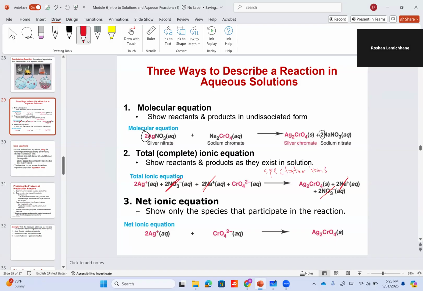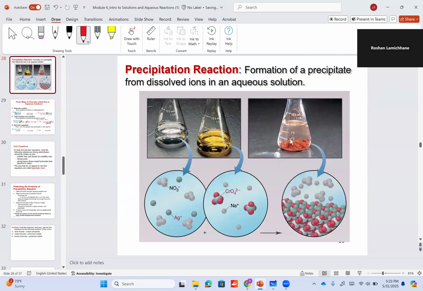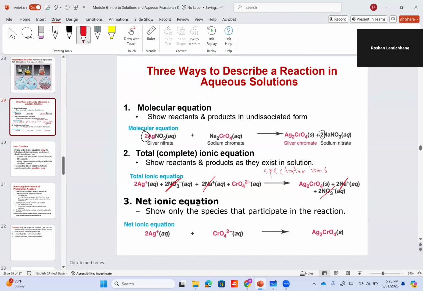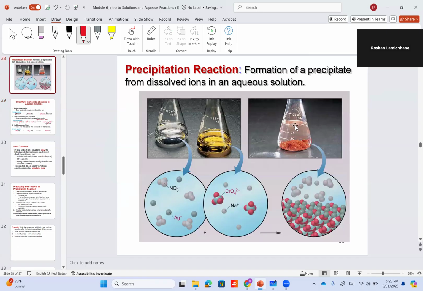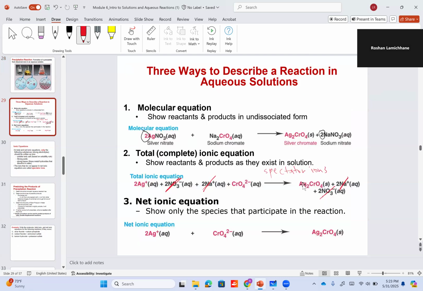Spectator ions. If I ask you what the spectator ions in this reaction are, you'd say Na+ and NO3- are your spectator ions. So if we go back to the reaction that we're looking at, this is our reaction. They will be present in the clear solution on top of the precipitate in their dissociated form. So there is going to be your Na+ and NO3-, a soluble salt, in that clear solution. Those are called spectator ions.